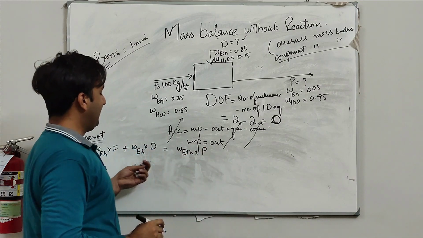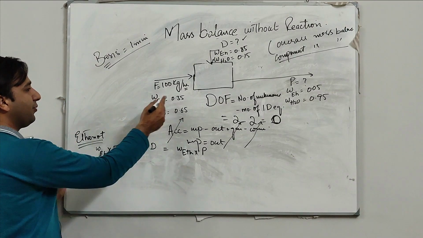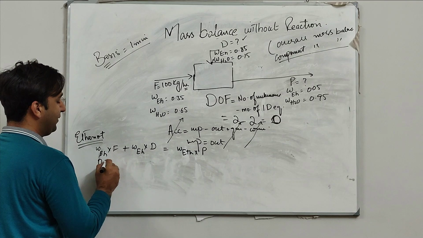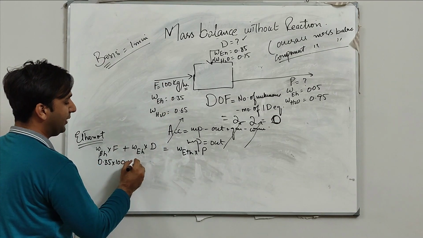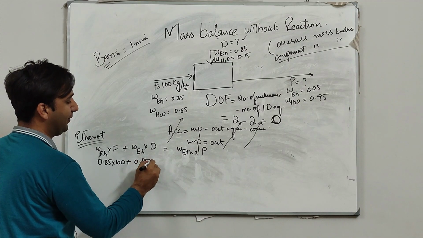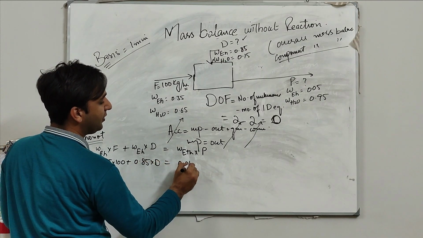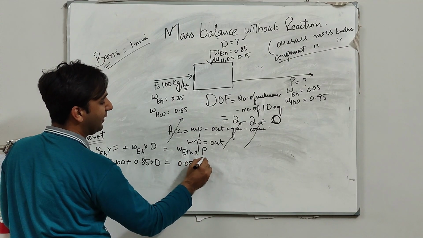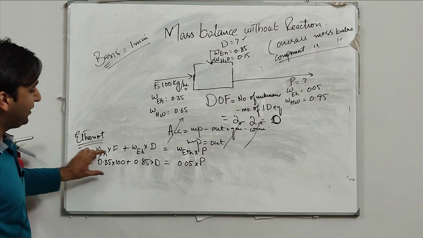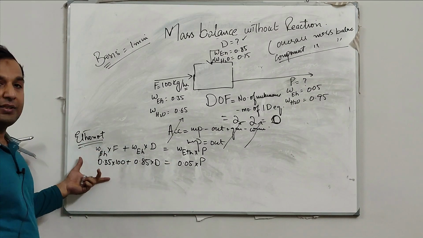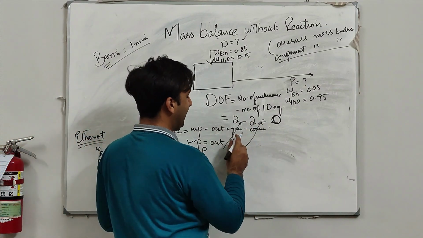P. Now we will input all the values that are known to us. So it will be 0.35 multiplied by 100 plus 0.85 multiplied by D is equal to 0.05 multiplied by P. We don't know this P. After this, a linear equation has been formed. After this we will apply our second balance.